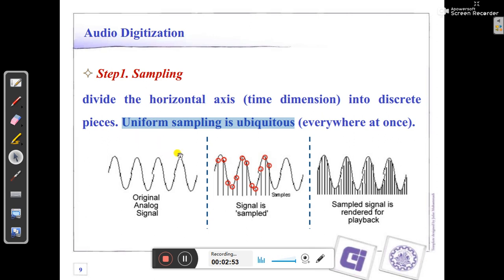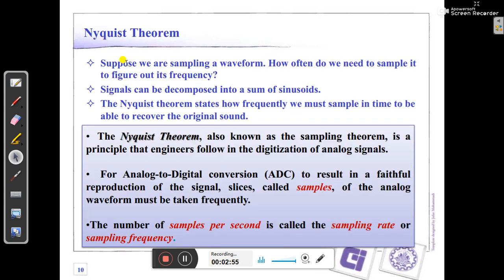So in case of sampling, one very popular theorem is used, that is the Nyquist theorem. Suppose we are sampling a waveform, then how often do we need to sample it to figure out its frequency? That is a very big question. Our main question is how much do we need to sample it to figure out its actual frequency.